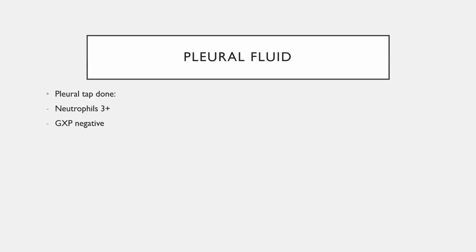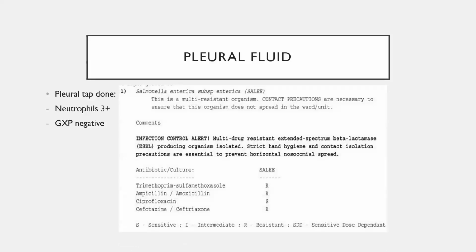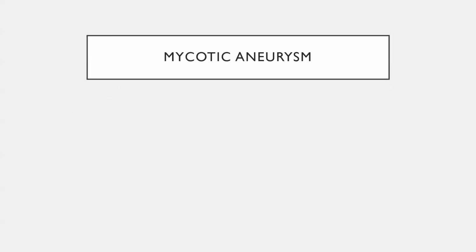So we had tapped the pleural fluid. We saw 3+ neutrophils. The GeneXpert for TB was negative. And this is what came back. So we got Salmonella subspecies that was resistant. It was ciprofloxacin sensitive, but resistant to ceftriaxone. And that we said was our diagnosis.